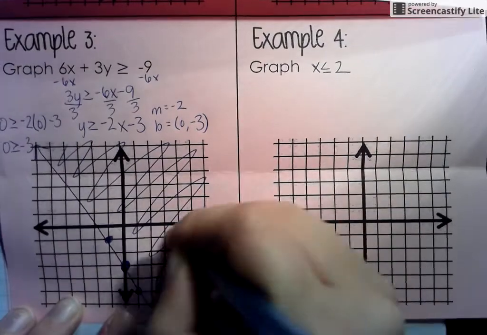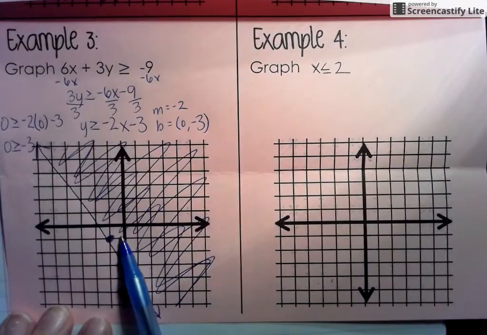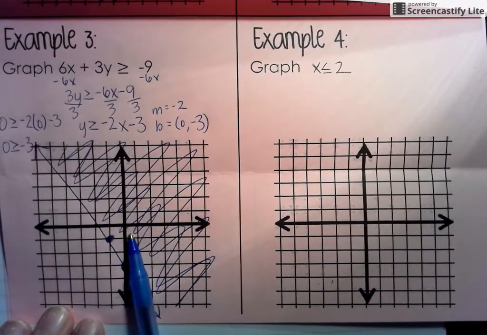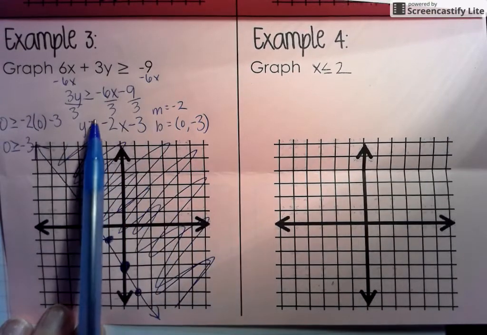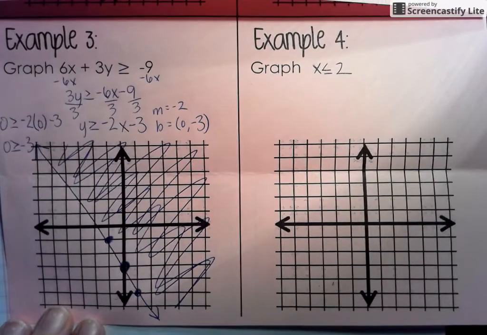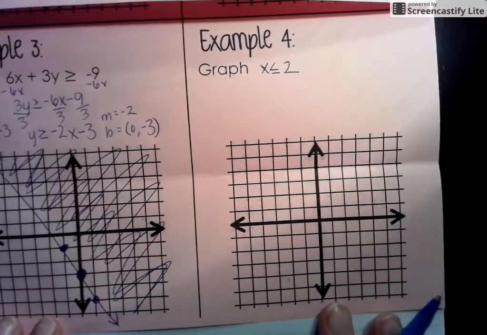Now, if it wasn't true, you would shade the opposite direction of 0, 0. But in this case, 0, 0 is true, so we want to shade on this half. You also could look that it was greater than, so you would shade above the line. So that's another way to check.